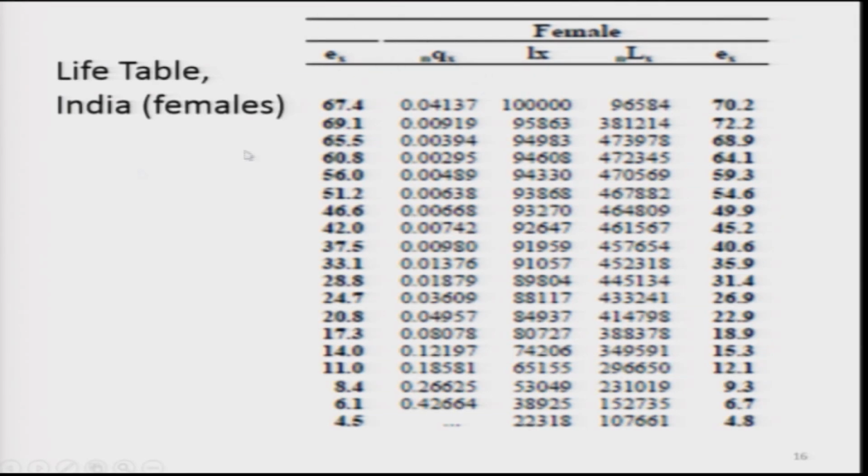Now, this is the life table for females. As I said, we make life tables separately for males and females, and female life expectancy in particular is 70.2. Similarly, here those women who have reached 70 are still expected to live for 12.1 years, like that, 85 plus 4.8.